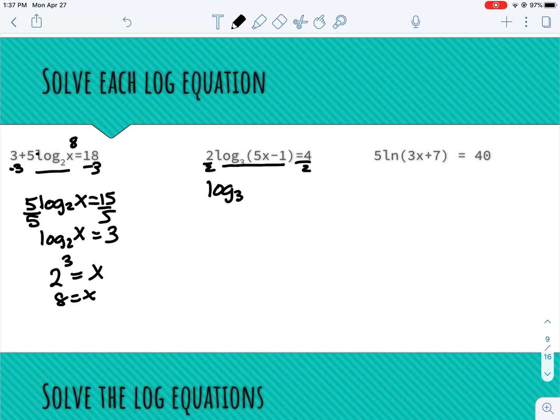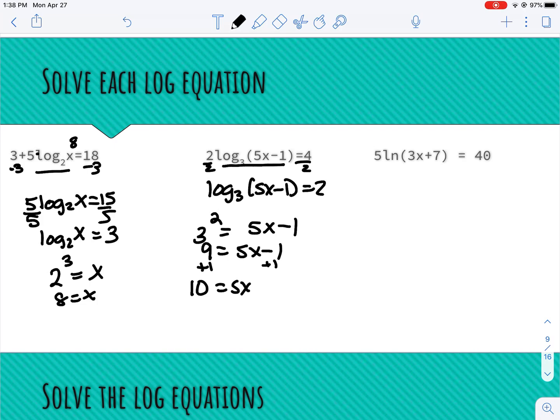The next one here, again, I've got to get this log part by itself, so I'm going to start by dividing by 2. And then I can rewrite it. So 3 to the 2nd, now it's equaling 5x minus 1. Well, that's 9. And if I add over this 1, I get 10. And divide by 2.